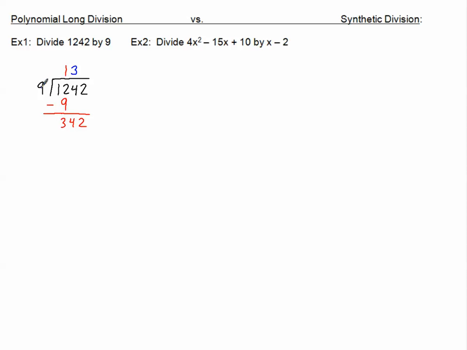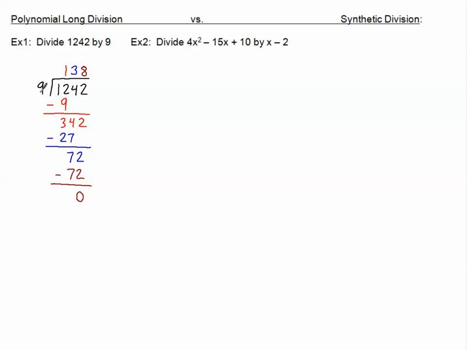So we go 3 times 9 is 27. And then we draw our line and we change our signs and we subtract. 34 take away 27 is 7, and we bring down whatever's left, a 2. We change color one more time. And we ask ourselves again, how many times does 9 go into 72? And we say it goes in 8 times. 8 times 9 is 72. We put that there, we draw our line, and we change our sign, and we realize that this is 0.